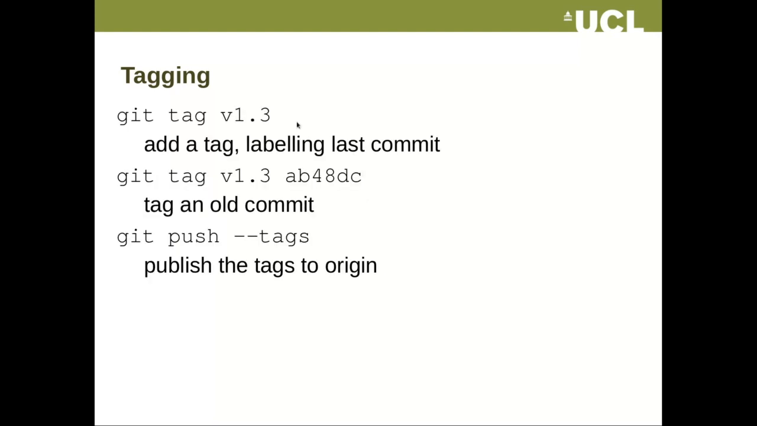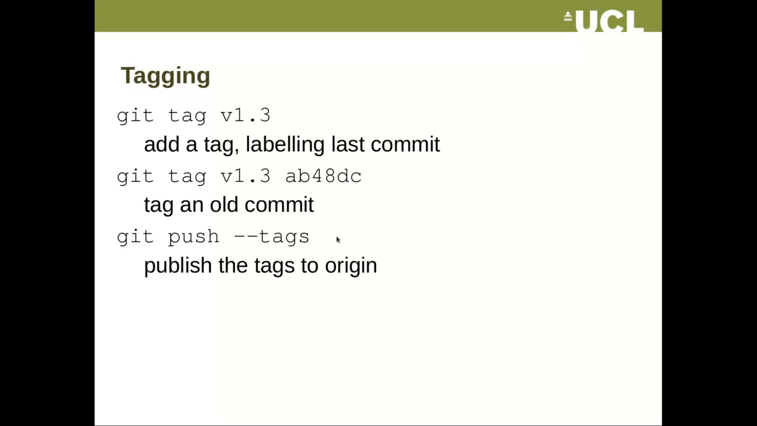Here then are some simple examples of how you do tags. We can say git tag v1.3 to tag the current last commit. That will just create a very simple tag for you. If you want to tag another commit, then you just say git tag, your tag that you want to use, and the MD5 checksum, in this case just the first 6 characters of it, of a previous commit.